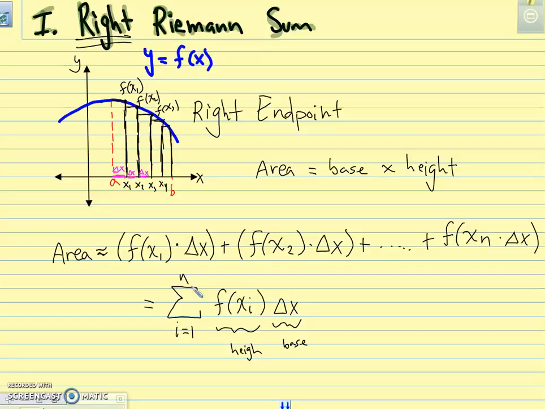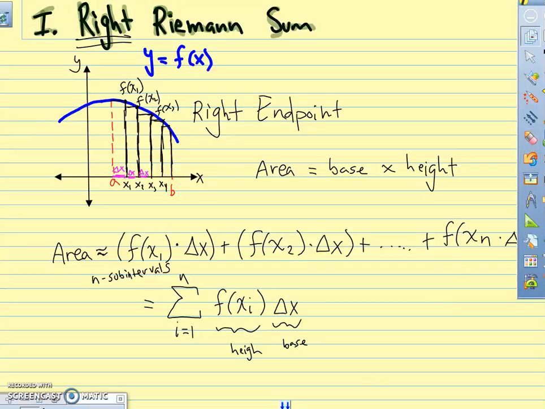So we're starting from i equal to 1 all the way to n, the number of subintervals. n is the number of the subintervals. Okay, and that's pretty much everything you need to know about the right Riemann sum.